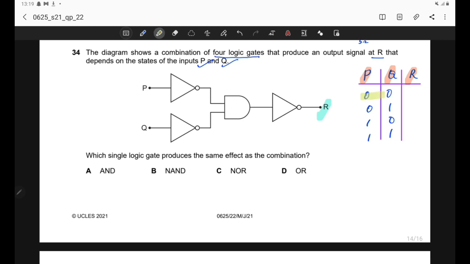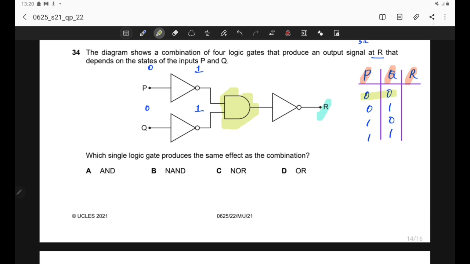So for the first input combination, 0, 0, what will be the output? For that, first we can check the output at each NOT gate. When we connect 0, 0, the NOT gate gives the opposite, so we will get 1, 1. Now these inputs 1, 1 are going to an AND gate.